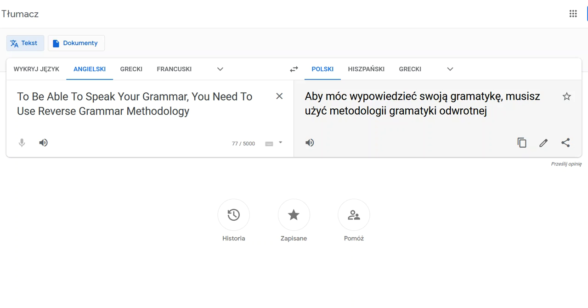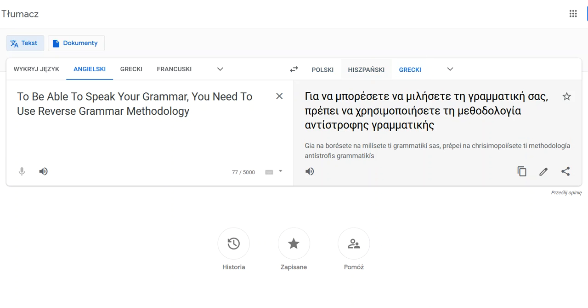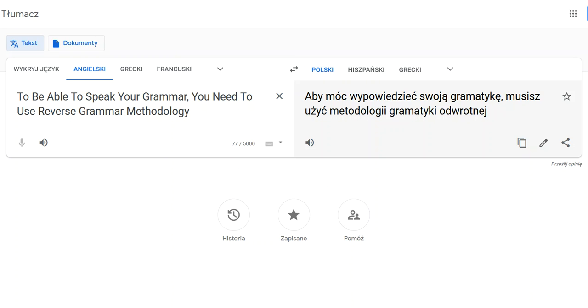Well, a lot of times the translation is not so good. My Polish is very poor, but I think we can manage.